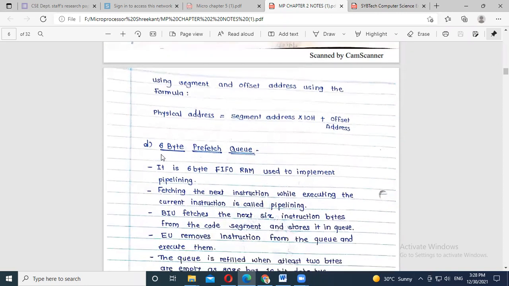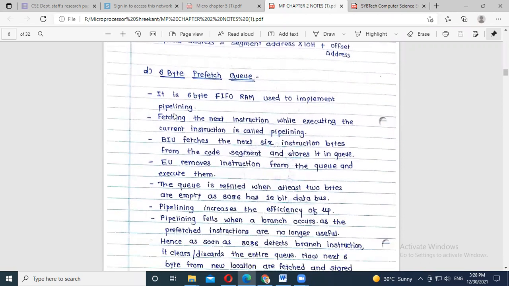And the next one is the 6-byte prefetch queue in the bus interface unit. It is a 6-byte first-in first-out queue, a RAM used to implement pipelining. The bus interface unit fetches the next 6 instruction bytes every time from the code segment and stores them in the queue. Okay, so the queues are refilled, and the 8086 has a 16-bit data bus and a 4-bit instruction pointer extension to transfer the data.